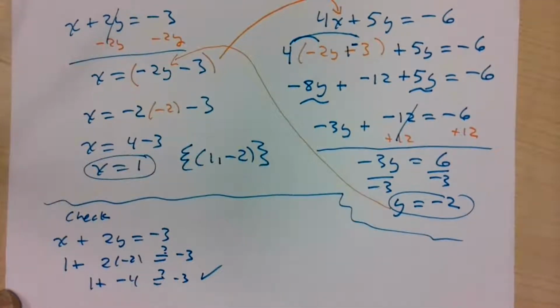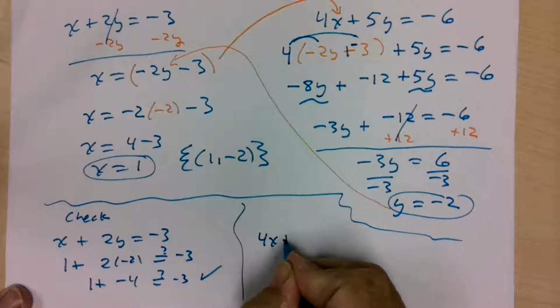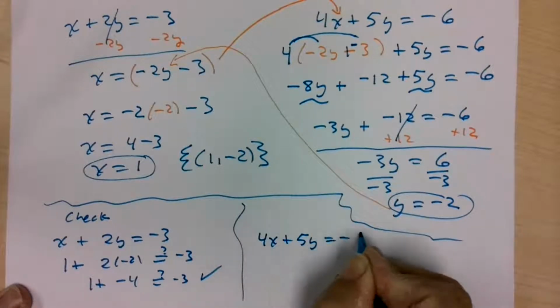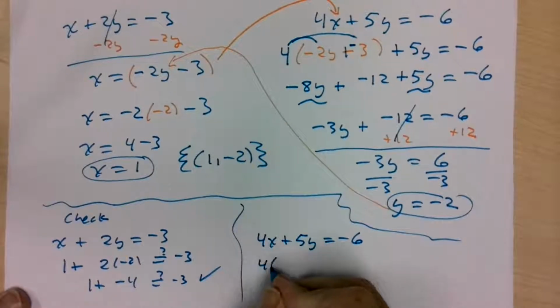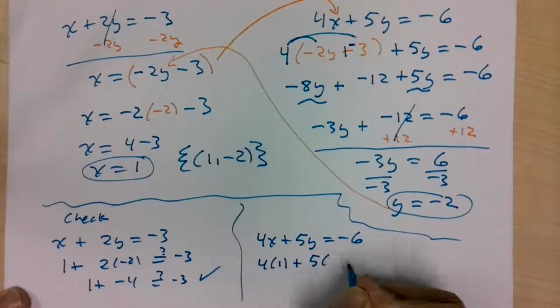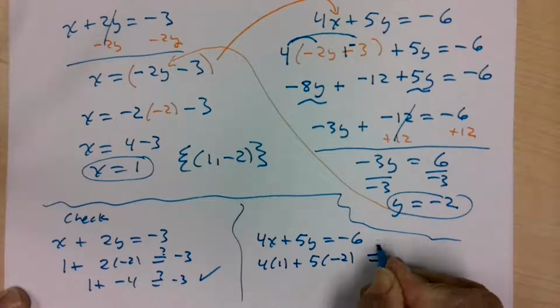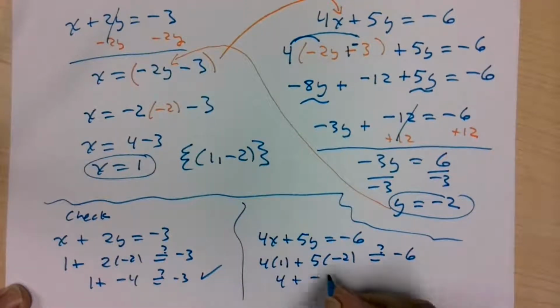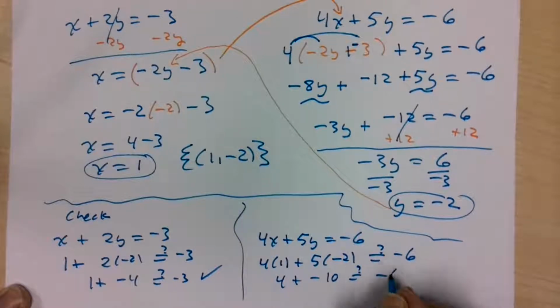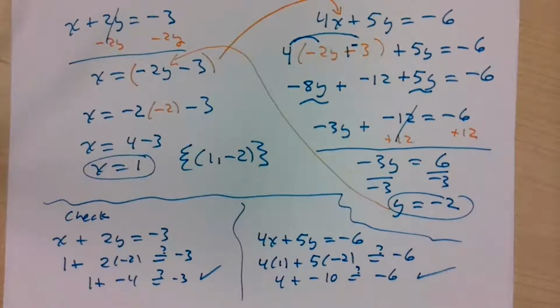It does. And then the second equation I have is 4x plus 5y is negative 6. What is that going to be? 4x, 4 times 1, plus 5y, plus 5 times negative 2. Does that equal negative 6? Does 4 plus negative 10 equal negative 6? 4 plus negative 10 equals negative 6. It does. So I'm confident that my answer is right.